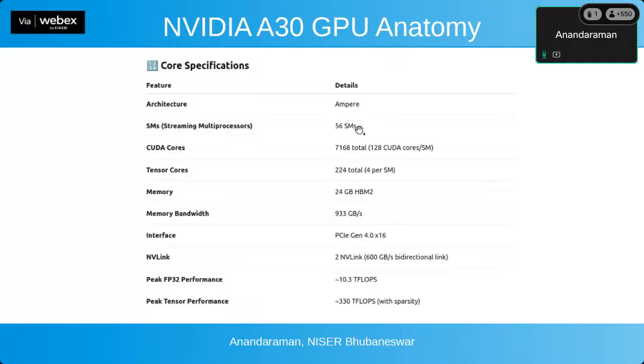So mostly a GPU has three types of cores: CUDA core, tensor core, and ray tracing core. The tensor core is designed for tensor operations, and the ray tracing core is used for graphics purposes. So there are a total of 56 streaming multiprocessors, with 128 CUDA cores per SM. So 128 into 56 is 7168. Teraflop is the peak performance. Peak is 10.3 teraflops, and 330 for tensor performance with sparsity.